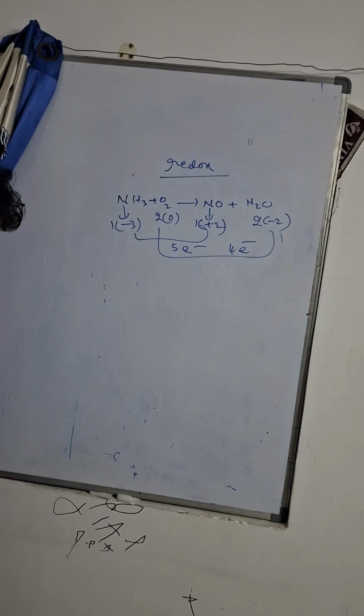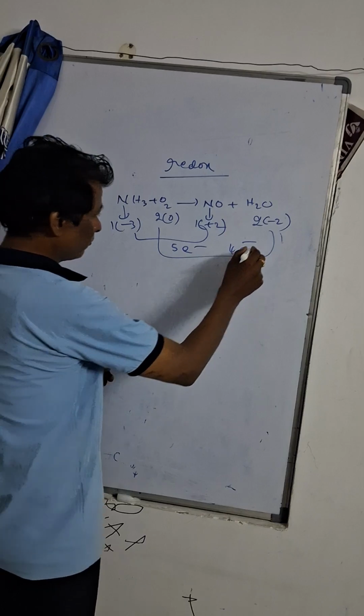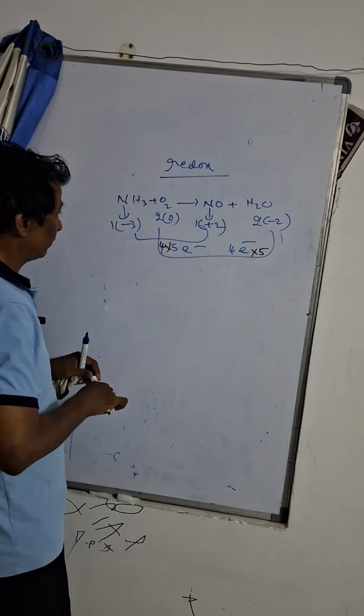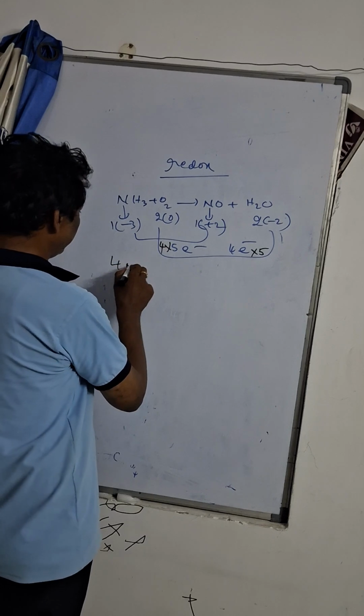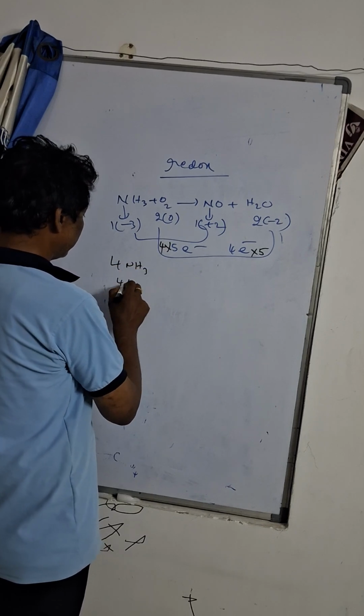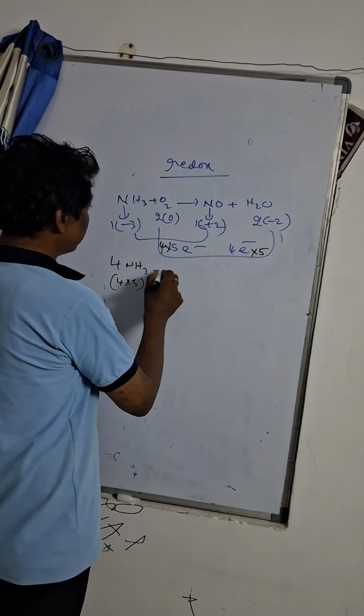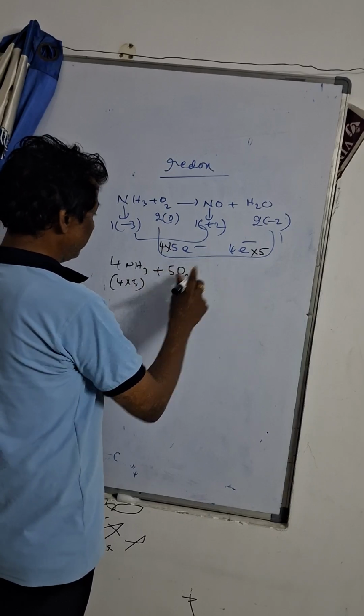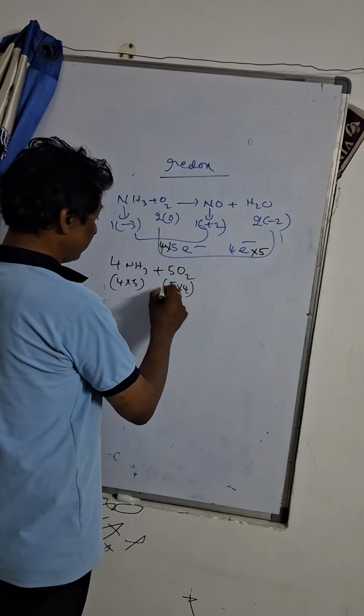2 into 0, 2 into minus 2. So how to equalize this? 5 into 4, 4 into 5. That is important. Next one, 5 into 4, 20 electrons.